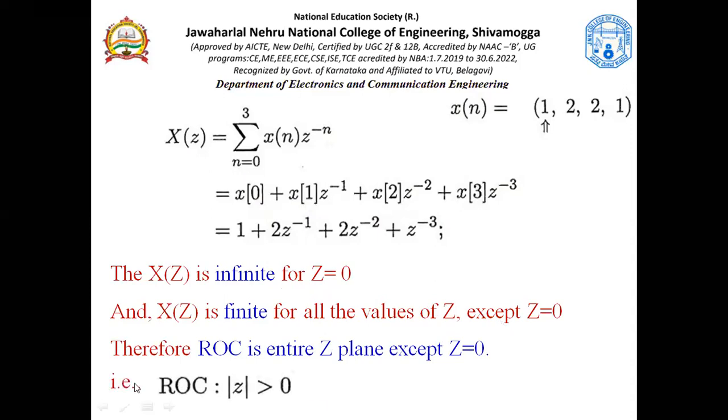Like this. So magnitude of z greater than 0 means except z equal to 0, all positive values of z and all negative values of z would form the region of convergence, because for those values of z, X of z would converge, or it would be a finite entity. So for right sided sequences, the ROC is the entire z plane except z equal to 0.